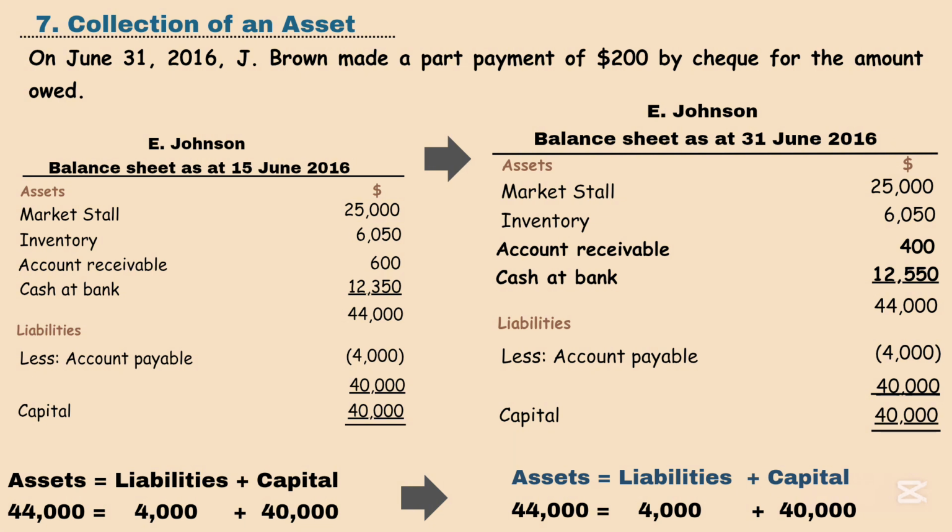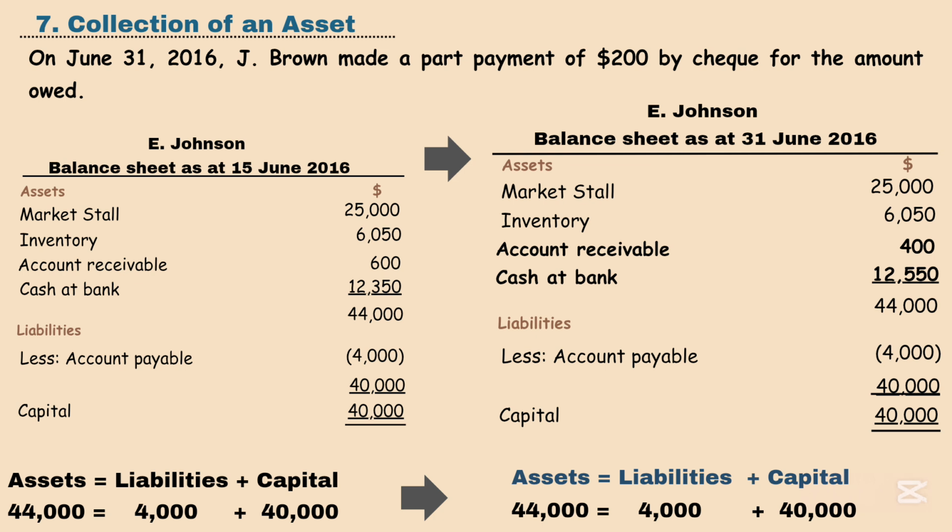Collection of an asset. On June 31, 2016, J. Brown made a part payment of $200 by check for the amount owed. This transaction affects assets but does not impact liabilities or capital. Changes in the balance sheet. Cash at bank increases by $200 and accounts receivable decreases by $200. Total assets remain at $44,000, but their allocation changes. More cash is available, less is owed by the customer.